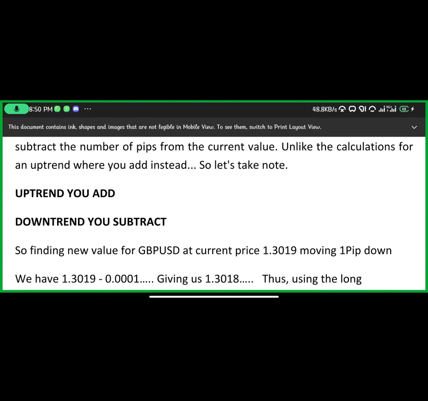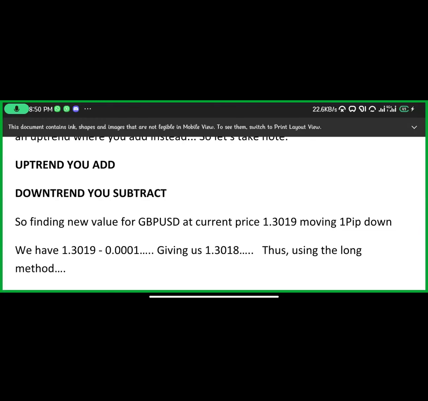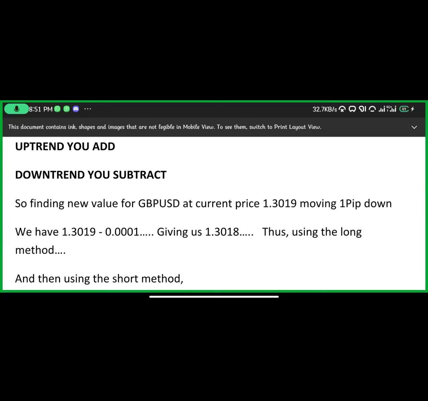So finding the new value of GBP USD at the current price of 1.3019, moving 1 pip downward. That means you are removing 1 pip. The market is selling downward. So we have it like this. This is the long method. You have to write it out, the number of pips you want to calculate. Then, with the current price, either you are adding or you are subtracting, depending on what you want to calculate. We are subtracting now because we are going down. We are removing 1 pip from the current price. So we have 1.3019 minus 0.0001, which is going to give us what? 1.3018. This is the long method of calculating it.